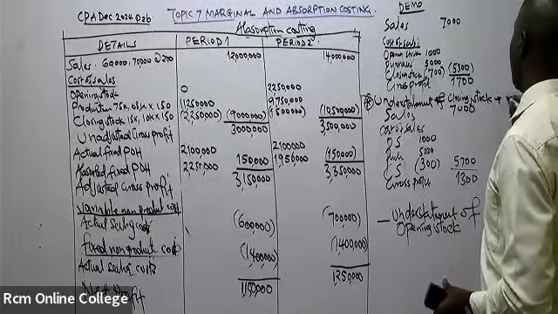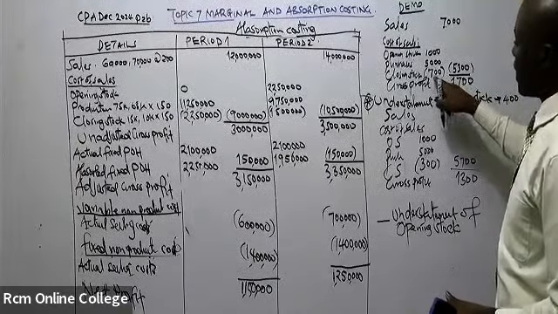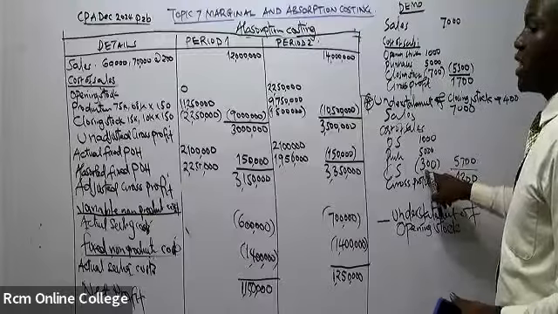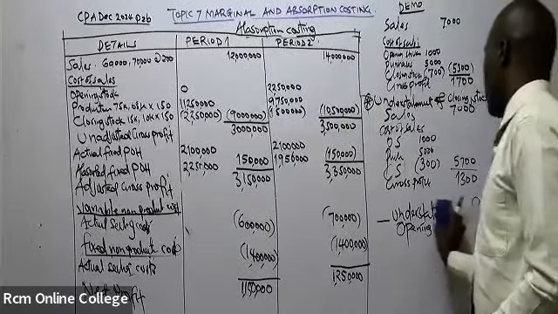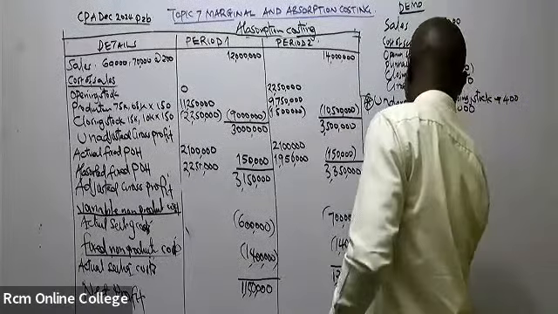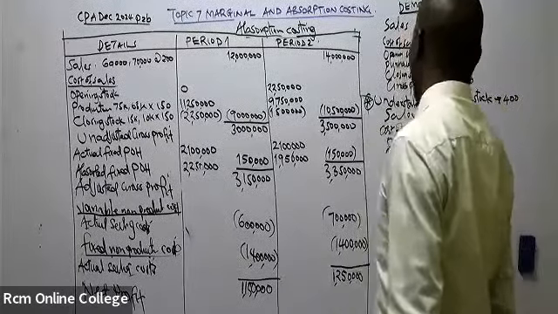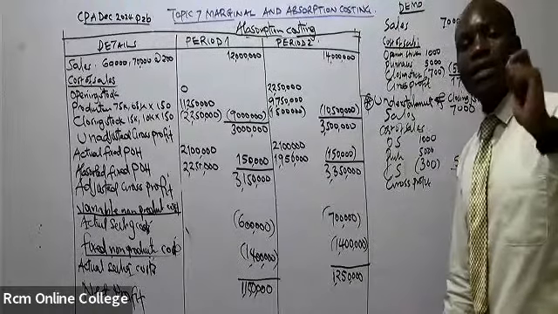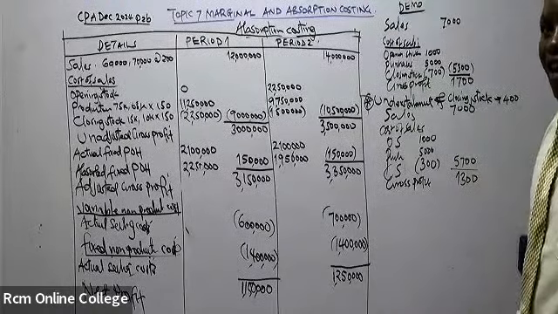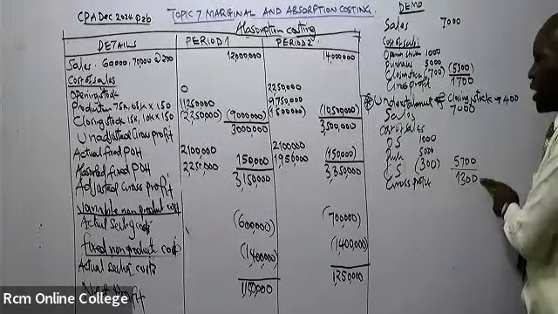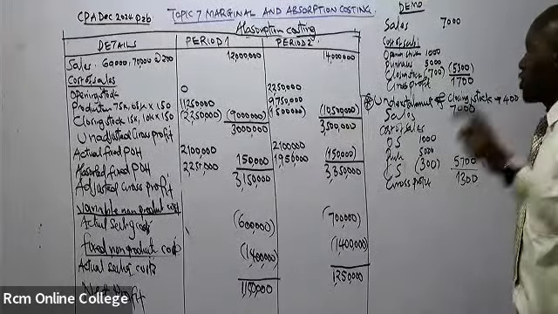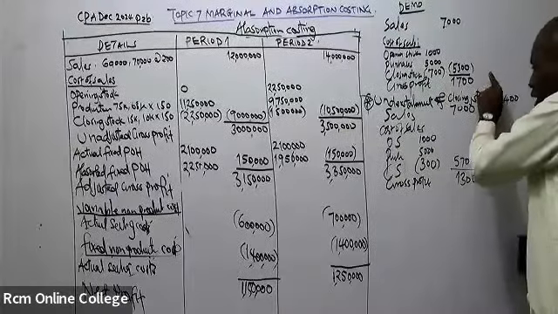Our closing stock is 700, but we have indicated 300. We have understated our closing stock by 400. When you understate closing stock by 400, you get gross profit of 1300. But the real gross profit is 1700.